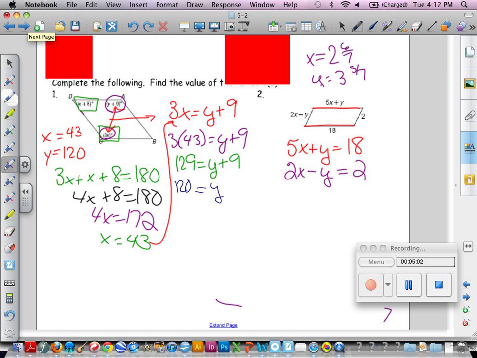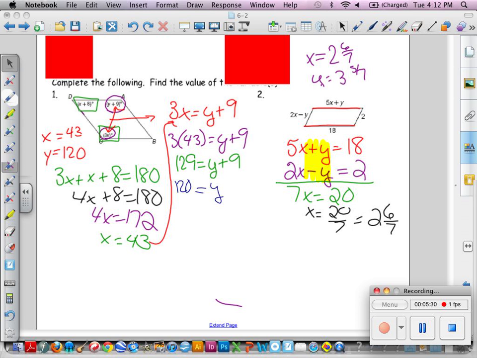equals 2. Now you use a substitution or elimination, and you will need to know how to do that for this chapter. When I read down, my y's are eliminated. That gives me 7x equals 20. X equals 20/7 or 2 6/7.